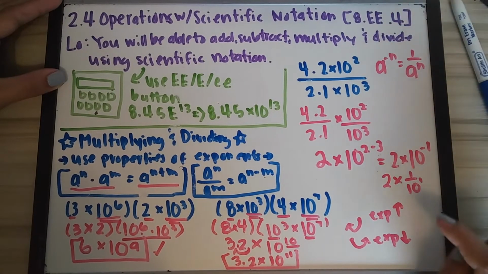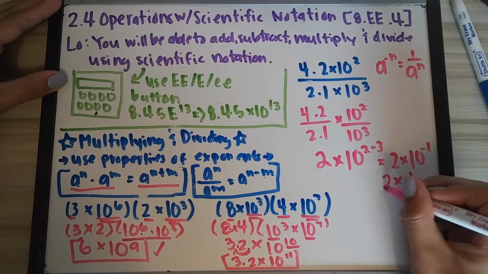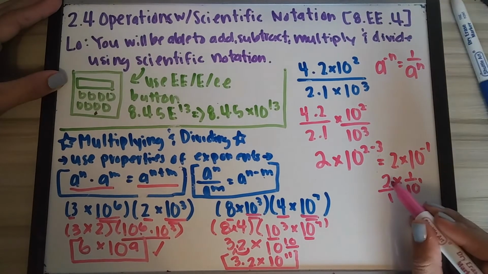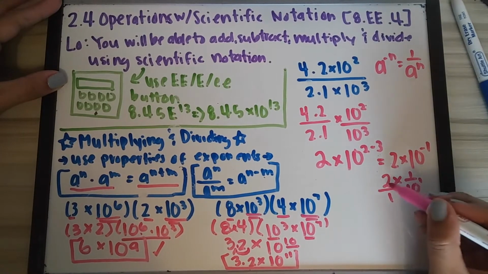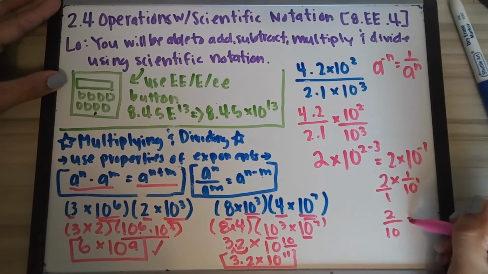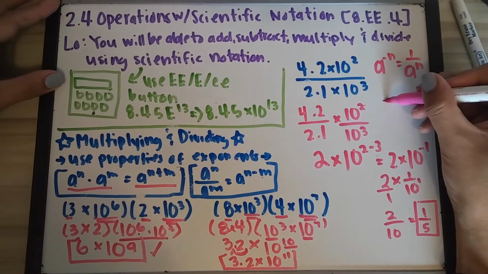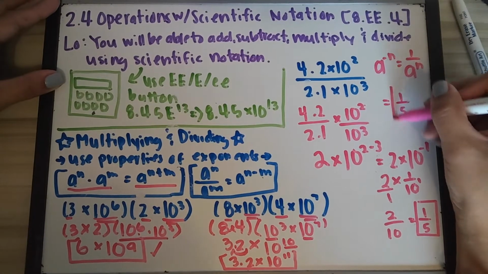So if I use that, I'm going to erase this. So if I use that, I can multiply those two fractions. Remember, I put a 1 under it. So 2 times 1 is 2. And then 1 times 10 is 10. Which brings it to 1 over 5 if I simplify. Okay. So the answer for this one, you guys, is 1 over 5.